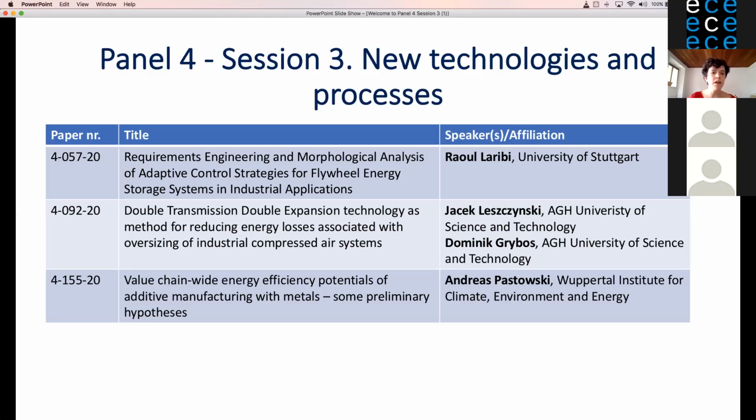We will start with Raoul Laribi from University of Stuttgart that will explain us how to optimize the control system of flywheel energy storage systems. He will compare robust control with adaptive control of these flywheel energy storage systems and explain how to optimize the control strategies. Raoul, the floor is yours.